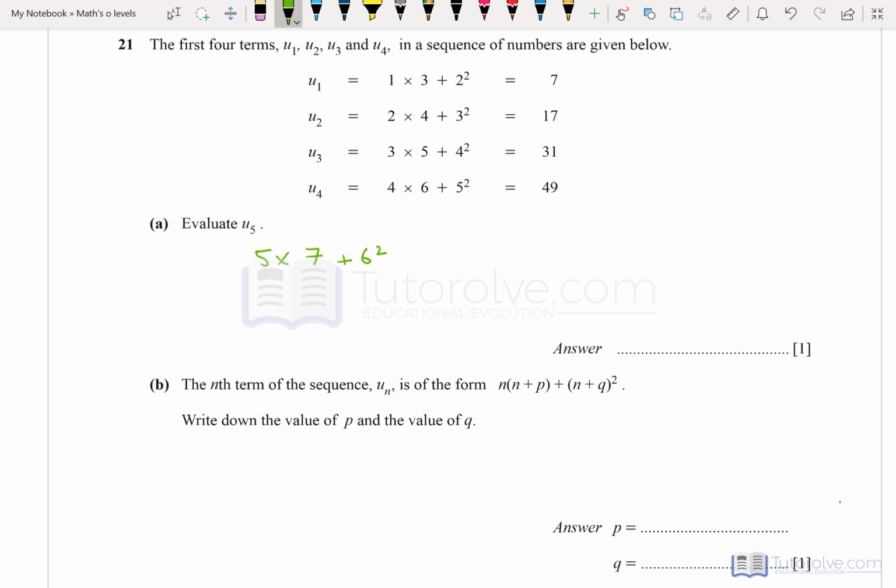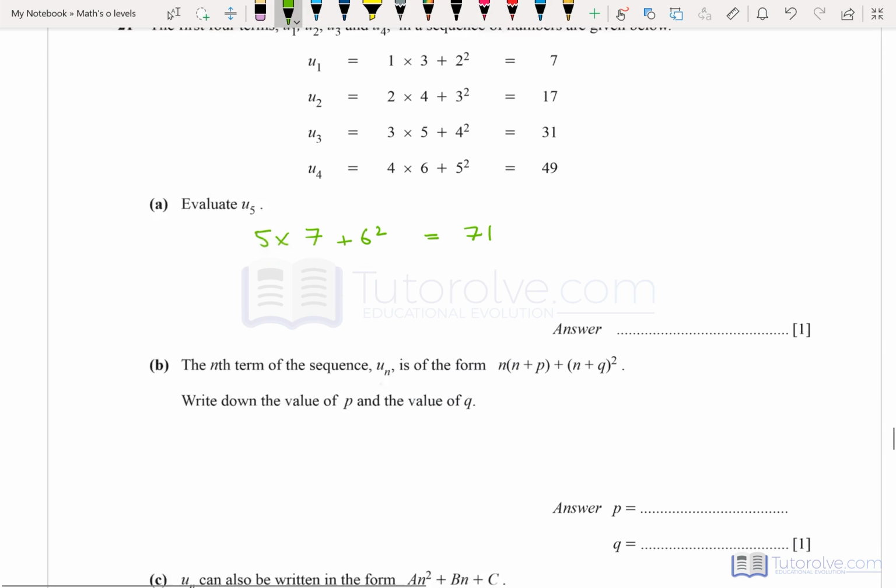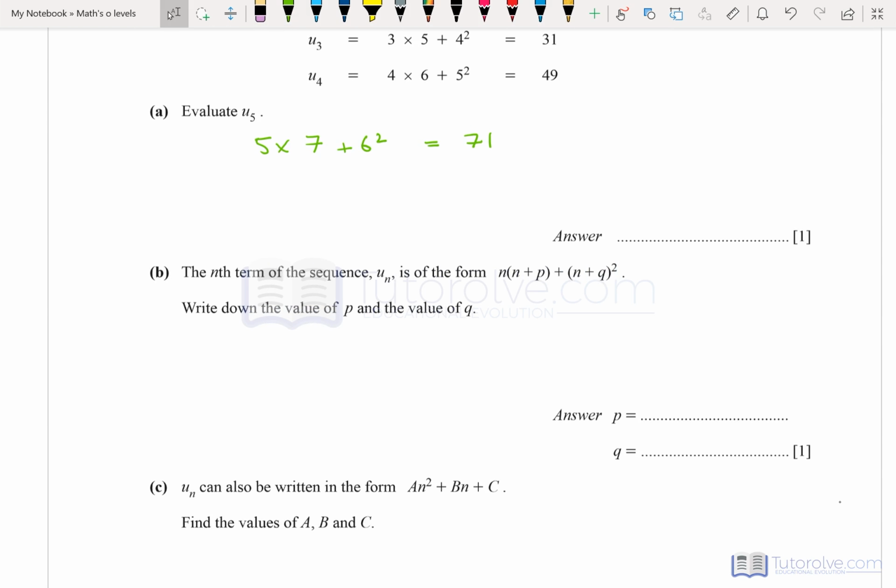So we simply have to evaluate this, and this would be 71. So this is our answer for the fifth sequence. The nth term of a sequence un is of the form of the following.